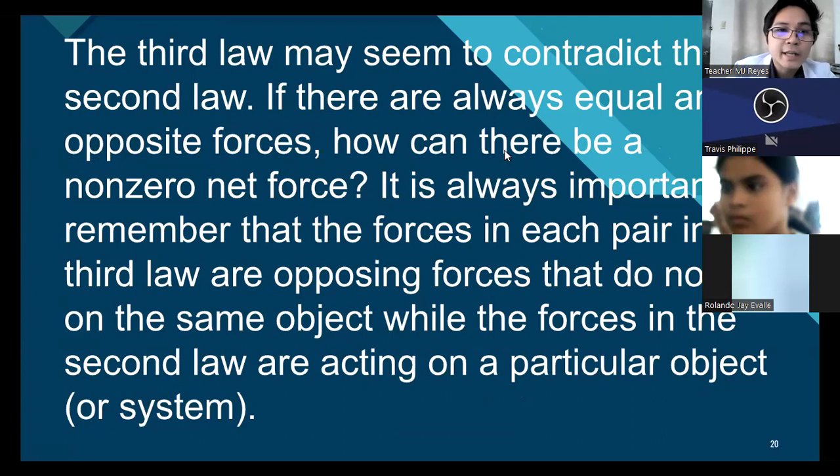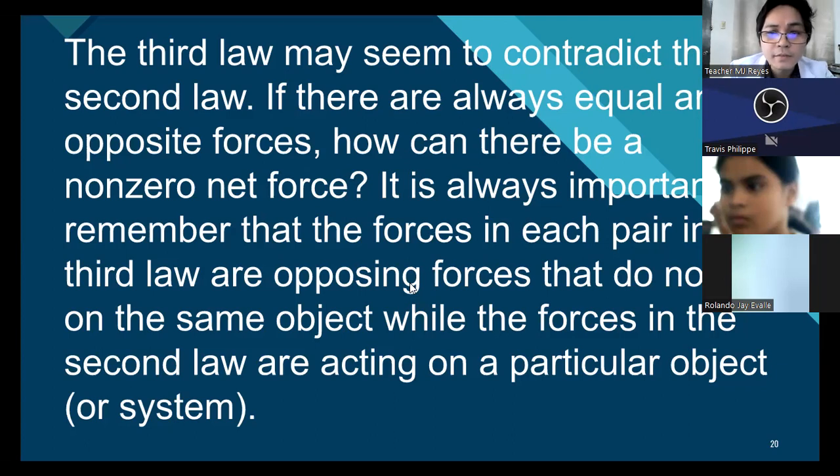The second law states that there is acceleration in a continuous body. It is always important to remember that the forces in each pair in the third law are opposite forces that act on different objects, while the forces in the second law are acting on a particular object or system in a straight line.